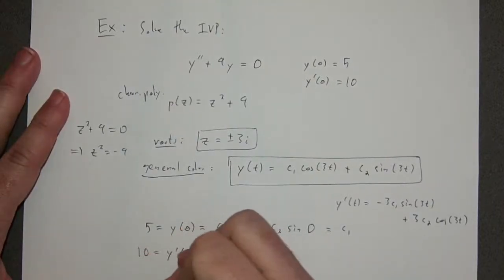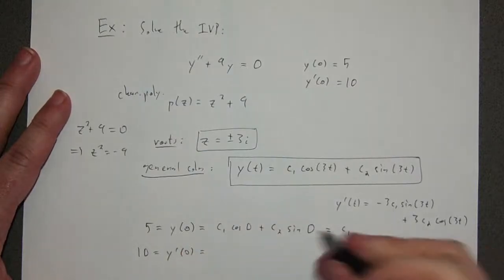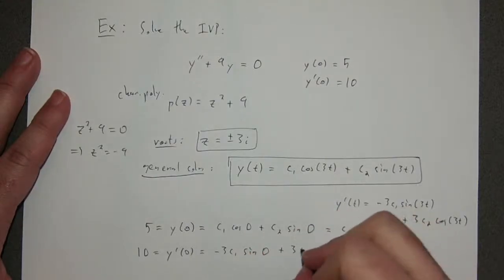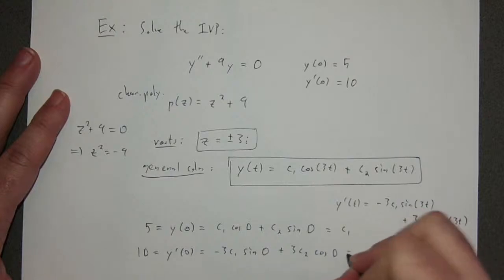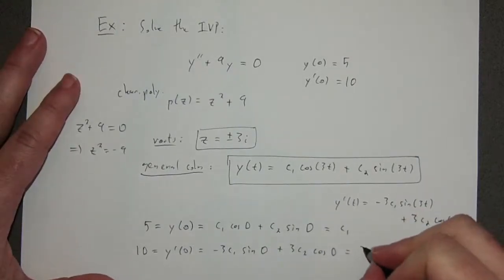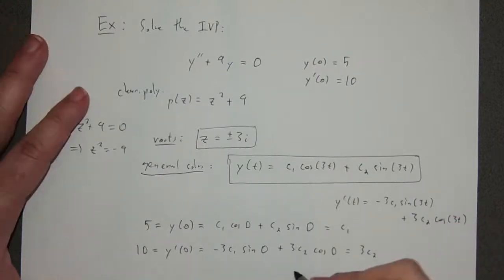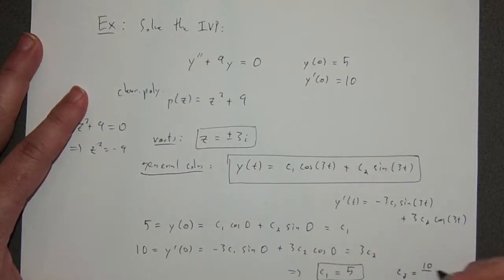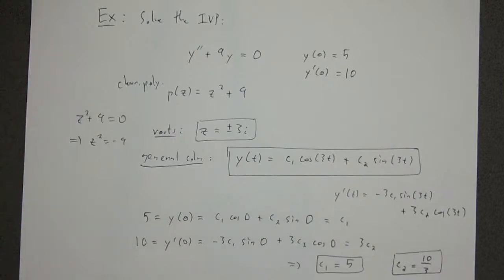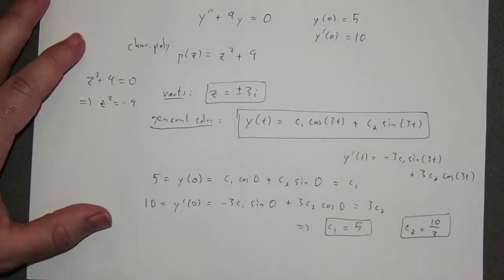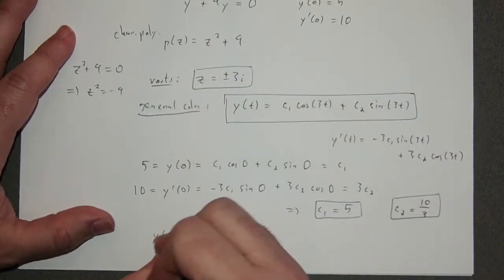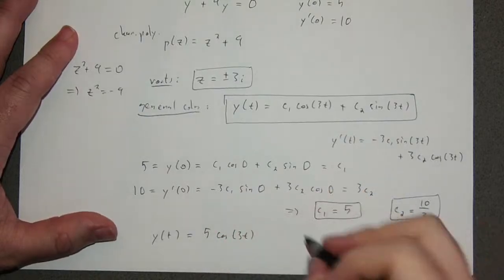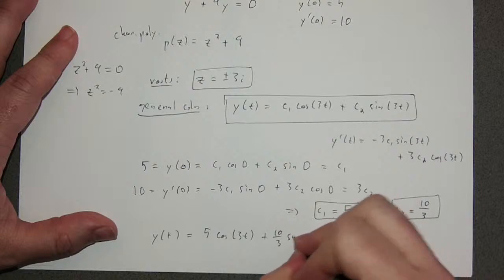10 is y prime of 0. y prime of 0 is equal to minus 3c1 times sine 0 plus 3c2 times cosine 0. Sine 0 is 0, and cosine 0 is 1, so this is 3c2. So directly from this, I get that c1 is equal to 5, and c2 is equal to 10/3. And so our actual unique solution to this IVP here is y of t is equal to 5 cosine of 3t plus 10/3 sine of 3t.